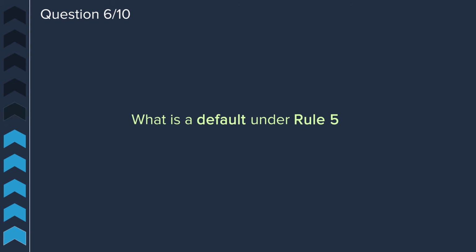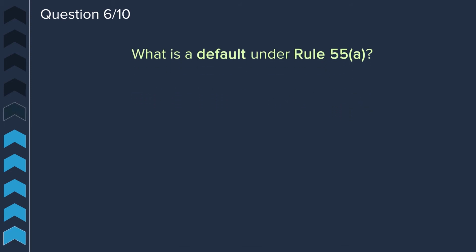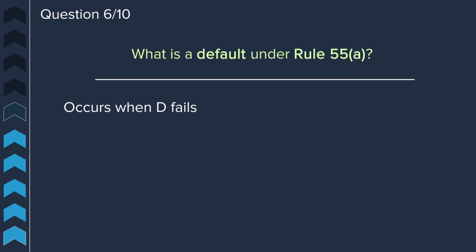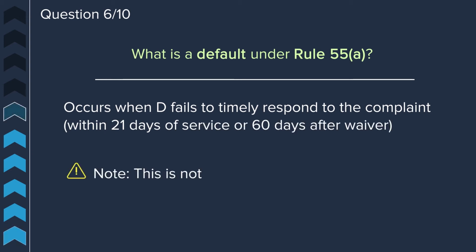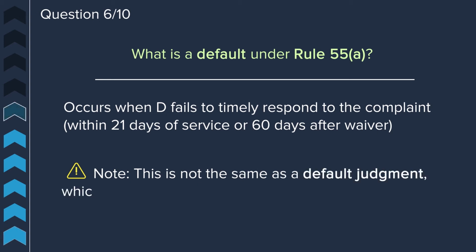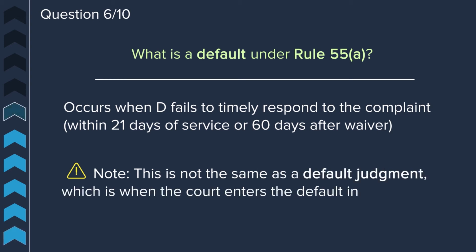Question 6. What is a default under Rule 55(a)? A default under Rule 55(a) occurs when the defendant fails to timely respond to the complaint, which is usually within 21 days of service or 60 days after waiver. Now note, this is not the same as a default judgment, which is when the court enters the default into the record.